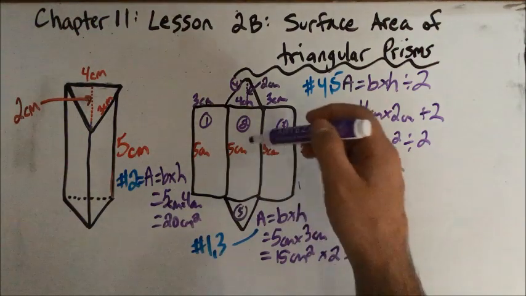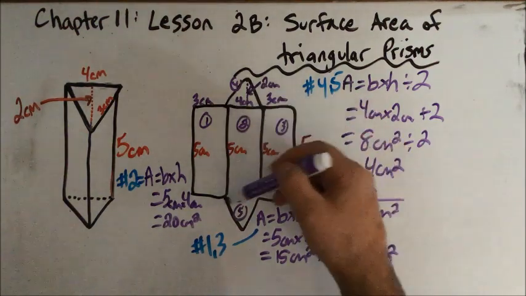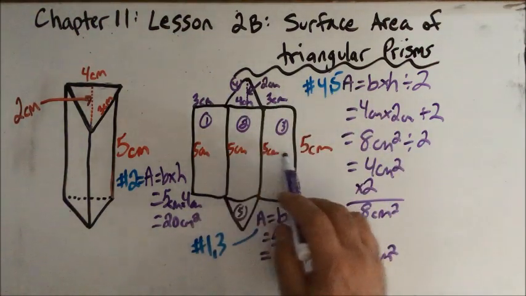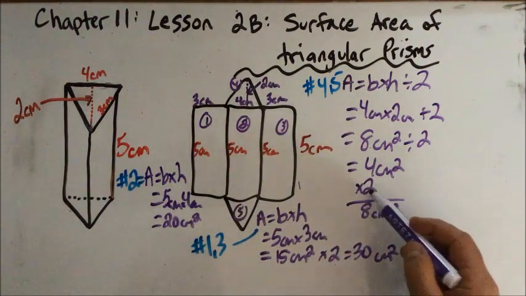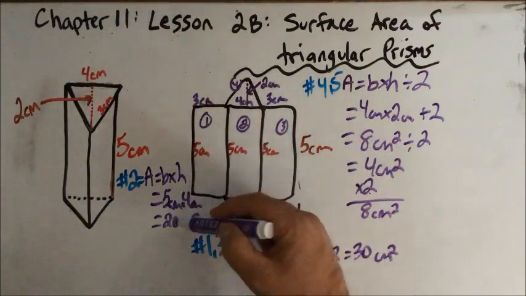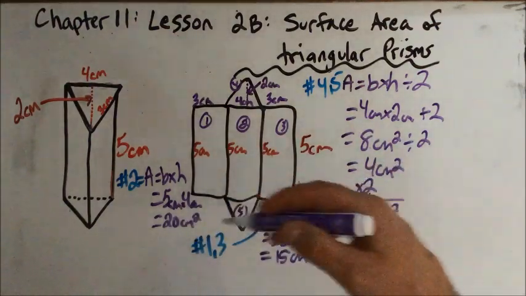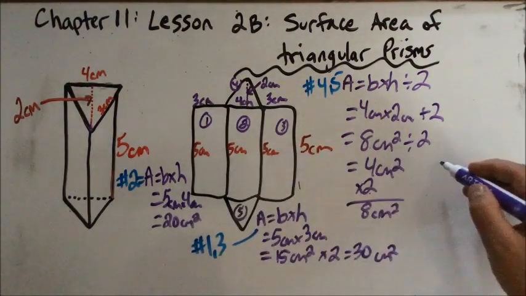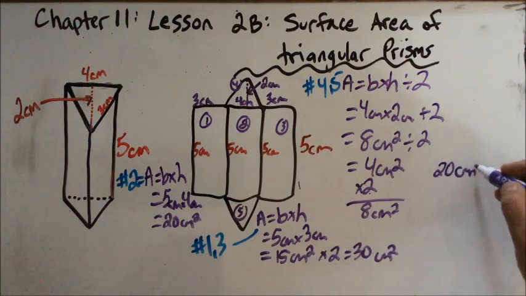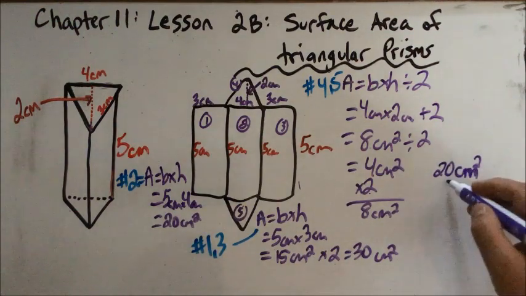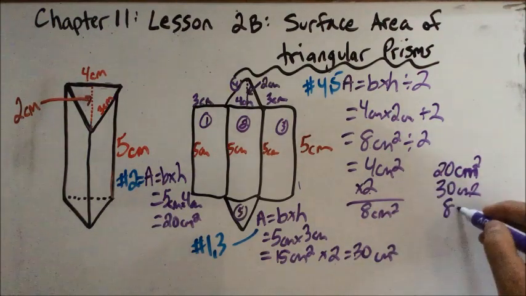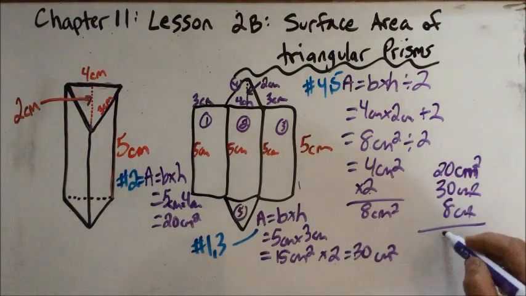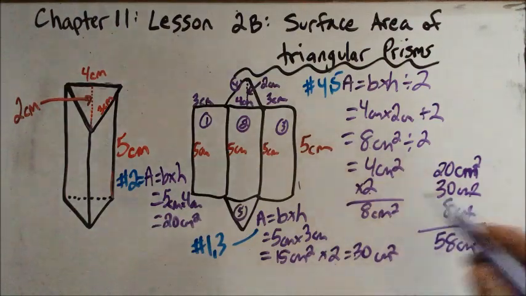And I don't multiply this one by 2 because I only have one of these rectangles. I have two of these rectangles, so I multiplied by 2. I have two of these triangles, so I multiplied by 2. And I have one of these rectangles, so I just leave it as 20. Then, same steps as before, I add up my 20 centimeters, my 30, and my 8, and I end up with 58 centimeters squared.